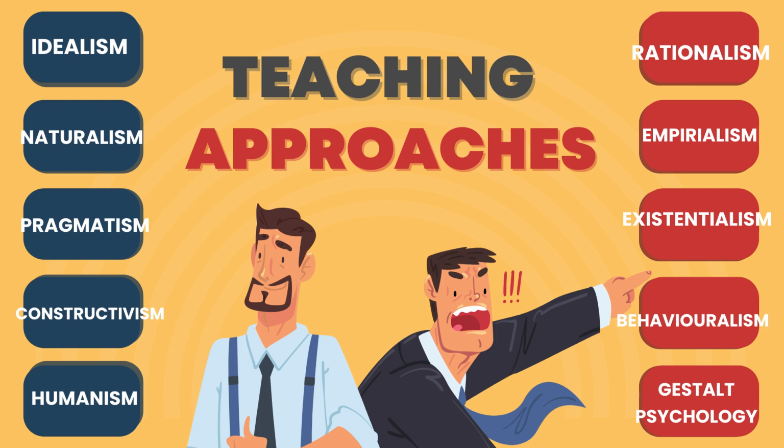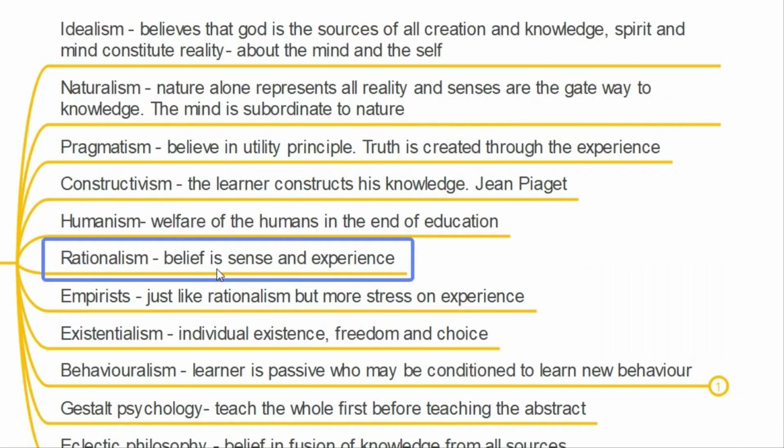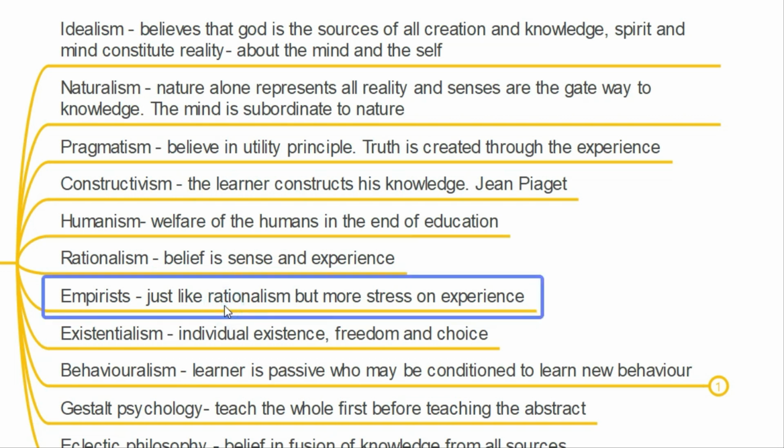And the fifth philosophy believes that the end of education is the welfare of human beings, which is known as humanism. Maslow, you have heard about Maslow. He is one of the proponents of humanism. Then rationalism and empiricism, they go together. They believe in learning based on our sense and experience. They want to see experiments. They want to experience it. Abstract things they don't believe.